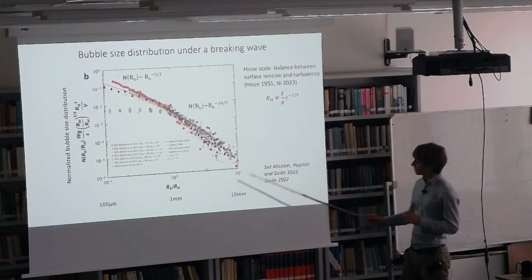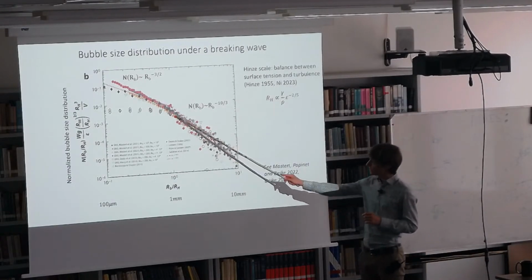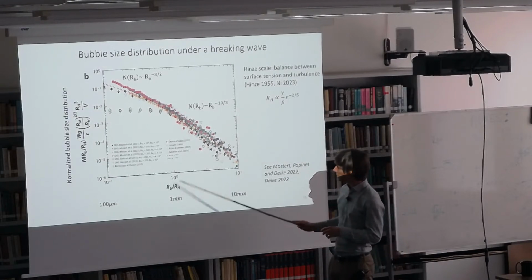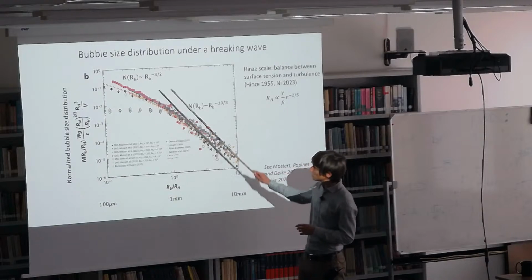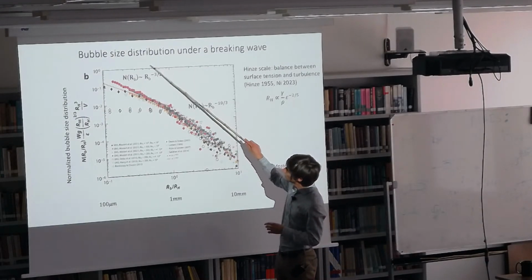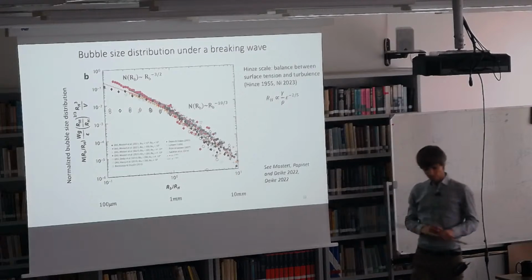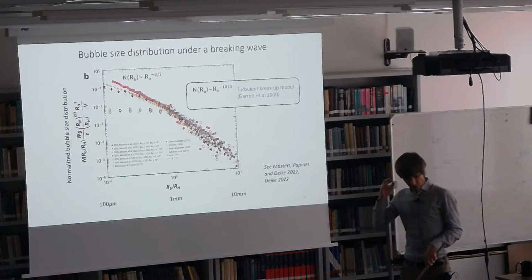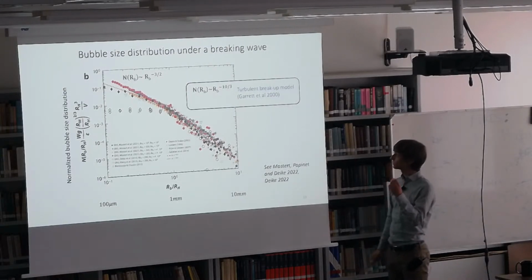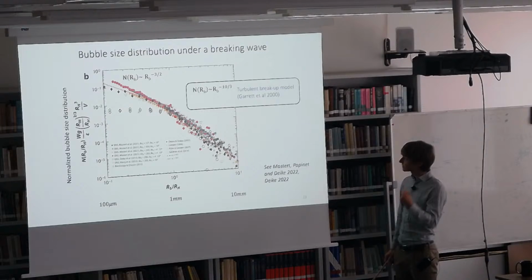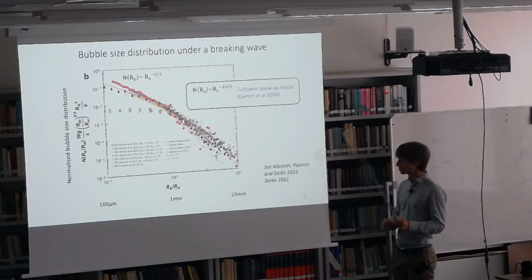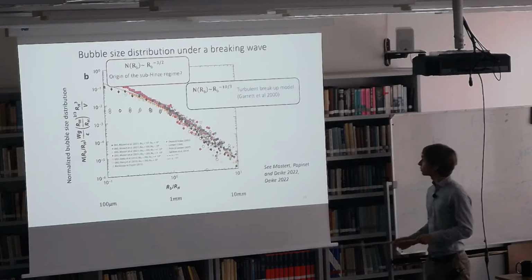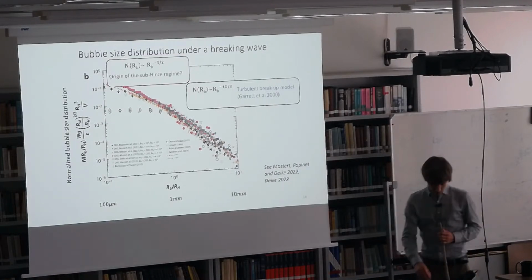And so you see that if you look at bubbles larger than the Hinze scale, you have a certain distribution that follows more or less r to the minus 10/3. And if you look at sub-Hinze bubbles, then most of the data lines up on a shallower slope. And so we wanted to understand this distribution. The minus 10/3 was explained in the literature by a turbulent cascade argument. That's a paper from Garrett. And then the question was more about understanding the sub-Hinze regime.